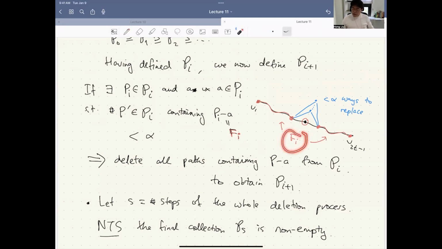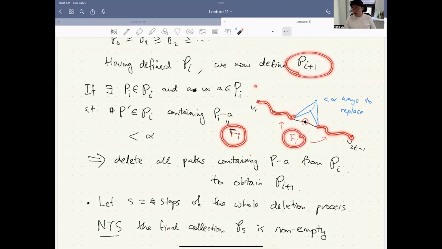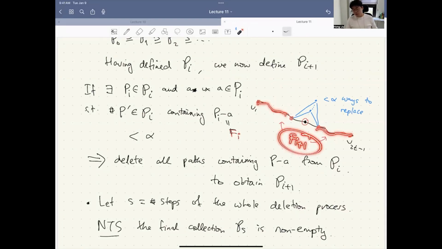All these Fi in different stages, Fi and Fj, are distinct copies of these two unions of paths, are different graphs. Why? At every step, when we remove all the paths containing Fi, there's no path left in our current collection, Pi plus 1, ever containing Fi. So at the next step, if there's another path in Pi plus 1, that must be a different copy. These two are different things, okay?